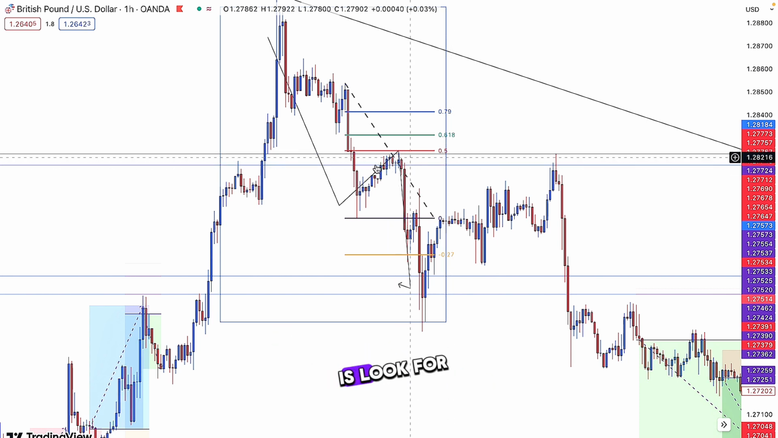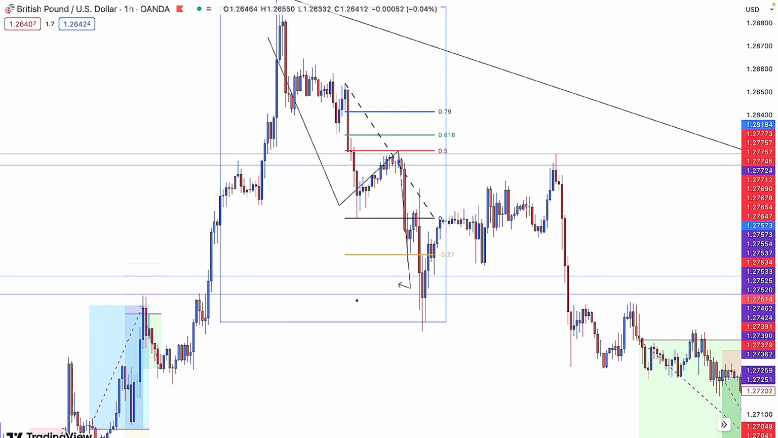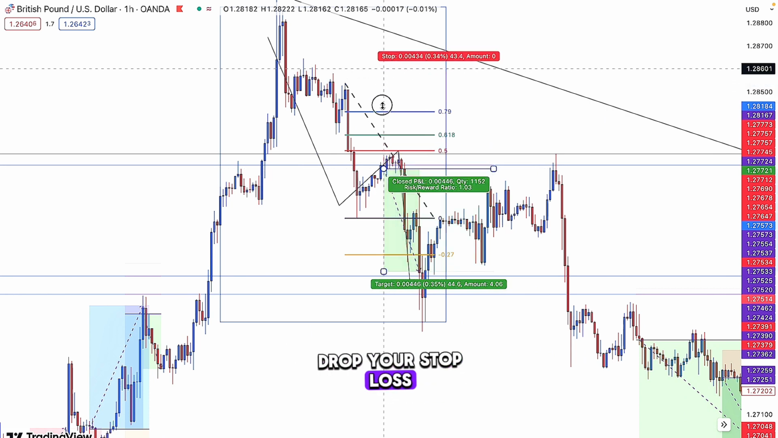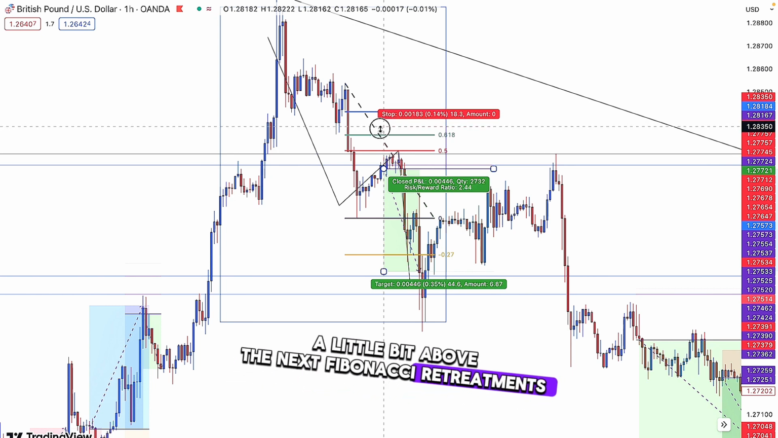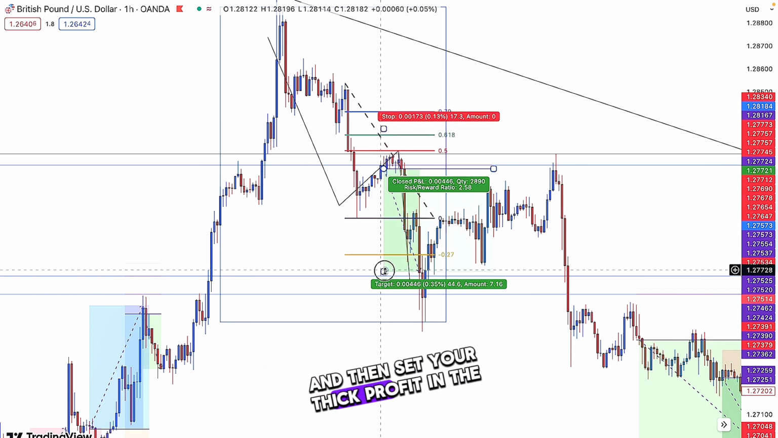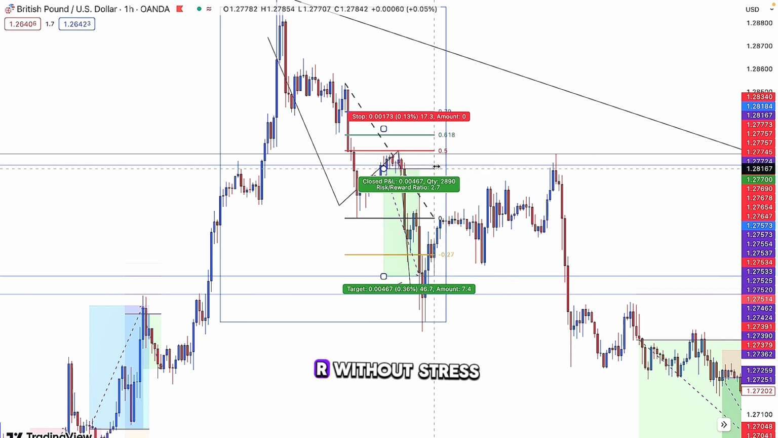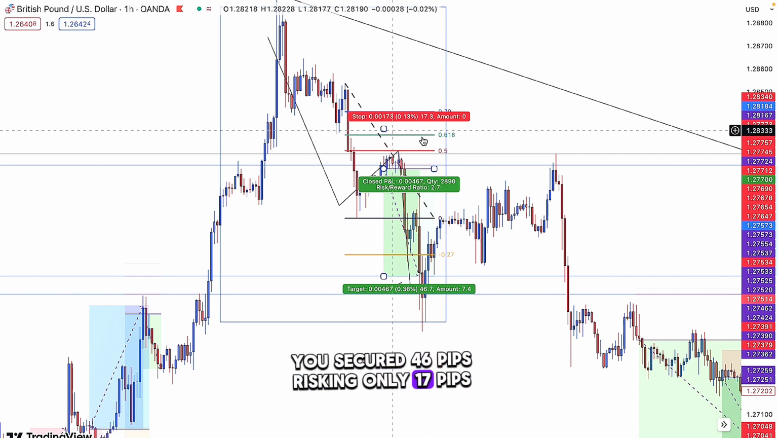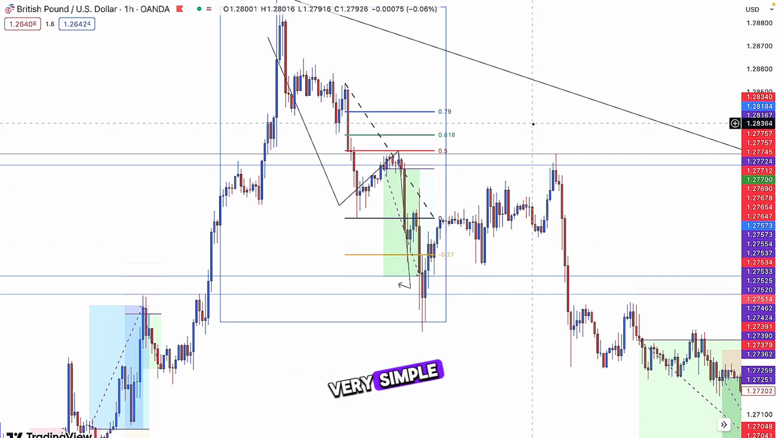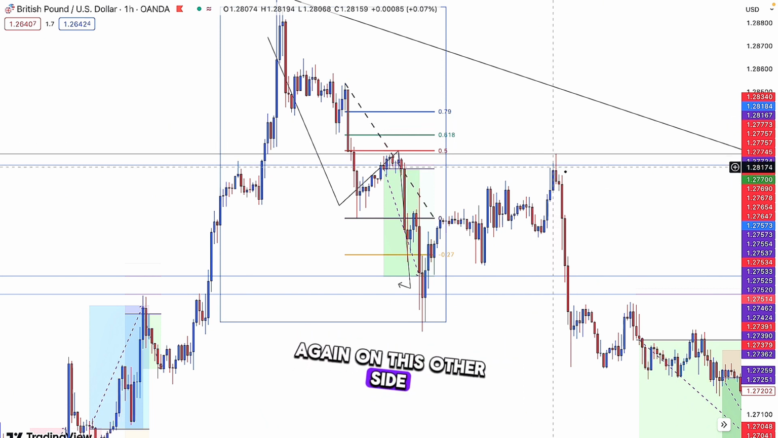So all we need to do is look for our entry criteria right in this zone and then place our trade. You bring your short tool and you enter around this region, drop your stop loss a little bit above the next Fibonacci retracement, and then set your take profit at the next key level. That is how you get a very good 1 to 2 RR without stress. You secured 46 pips, risking only 17 pips. Very simple, very easy. I'm going to show you another example again on this other side.